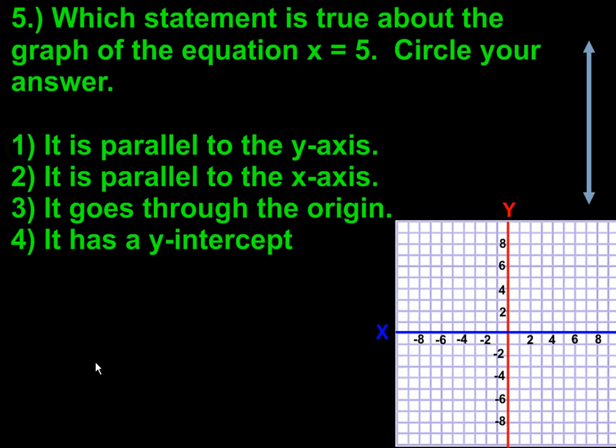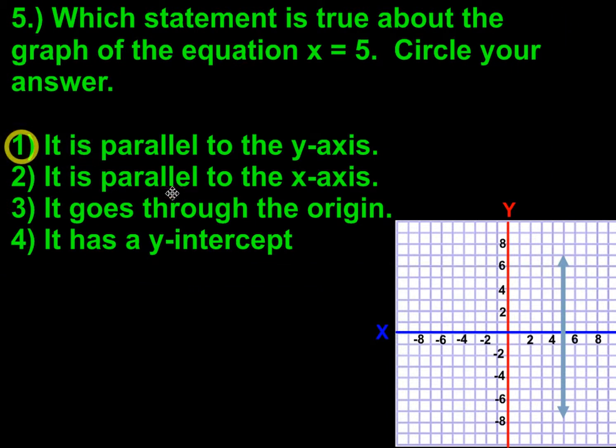Number 5. They're asking you which statement is true about your graph of the equation x equals 5. Circle your answer. Well, I find it helpful to actually have a graph handy that you can take a look at. So let's show, here's where positive 5 would be, and if I had a line that ran through the point positive 5, it might look something like that. And now that I have this to look at, I can judge whether or not any of these things are accurate. So, is my line parallel to the y-axis? Well, yeah, because here's the y-axis and here's my line. They are parallel to one another. So that is true, and I can go ahead and circle that.